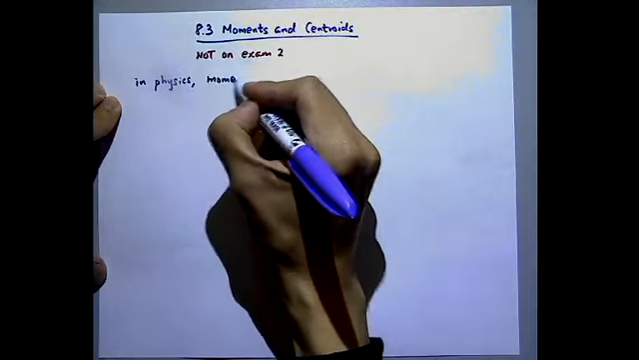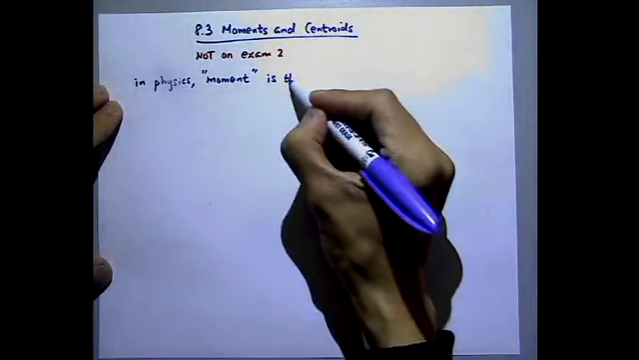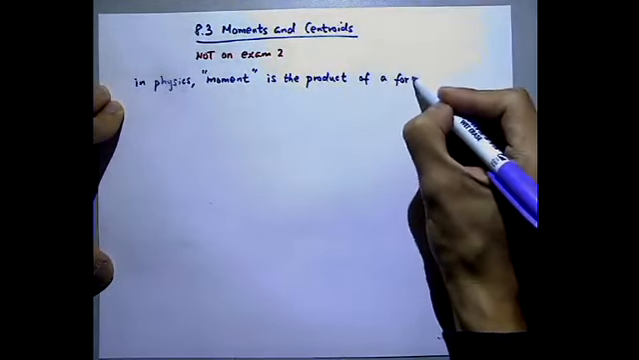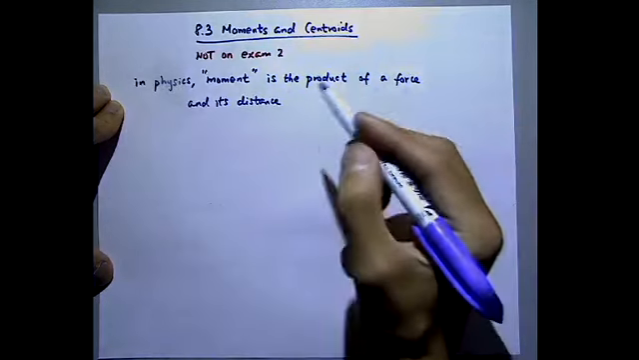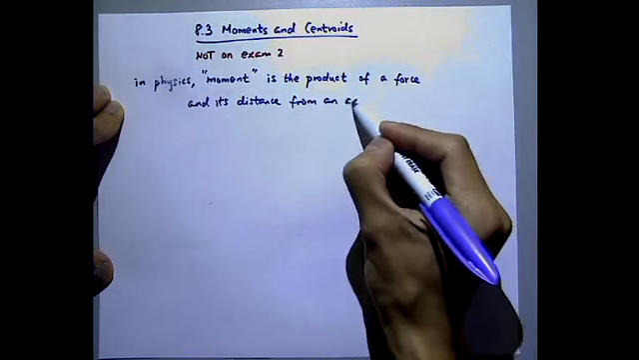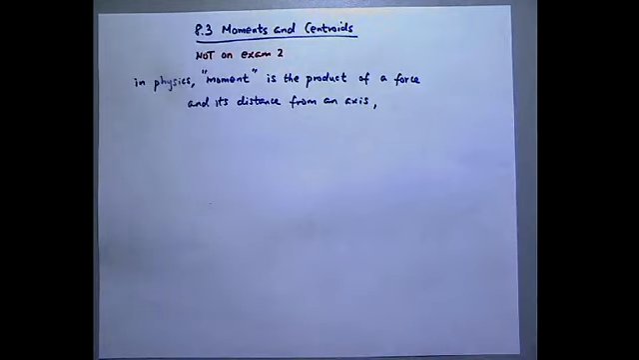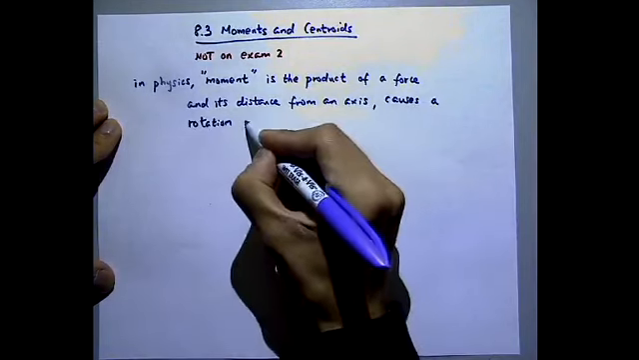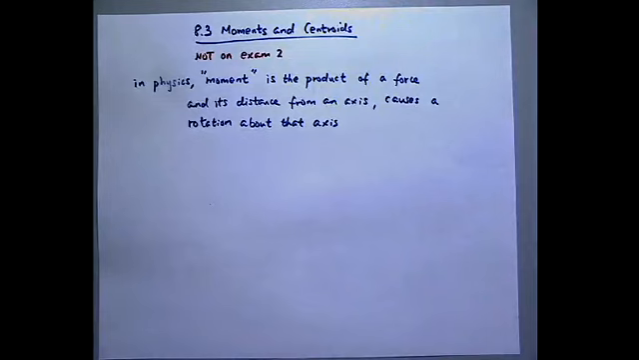In physics, the word moment has a specific meaning. Most often you see it defined as the product of a force and its distance from an axis. And what a moment does is cause a rotation about that axis. Okay, so that's what the word moment means in physics and in our context here specifically.